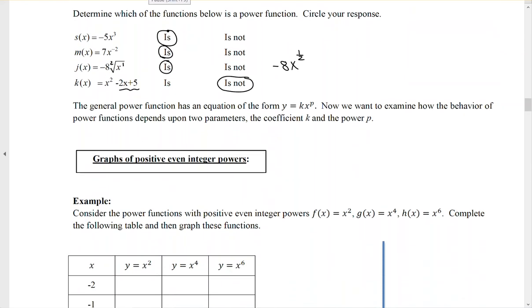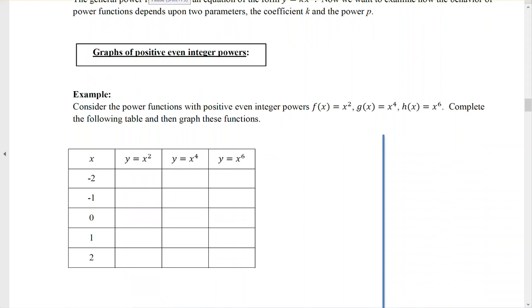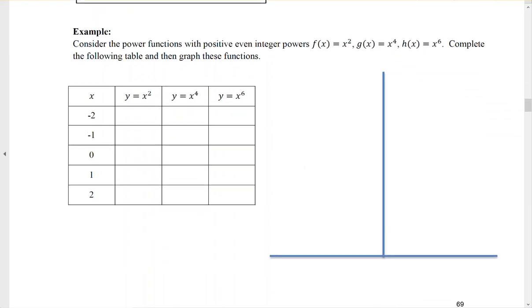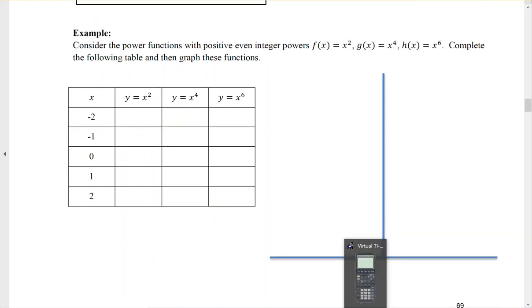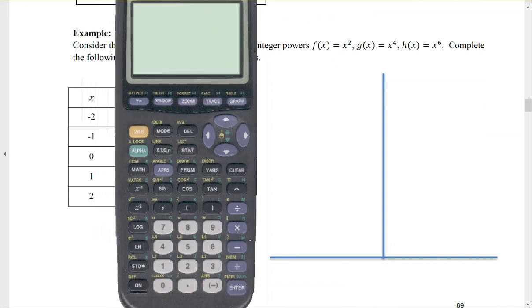So we're next going to look to see what happens when you change the k or the p in the problem. The first thing we're going to look at is graphs with a positive even power. So we're changing the p here. The k is all going to be 1, but the p is going to be slightly different. So rather than do this by hand, we're going to have our calculator help us out a little bit, kind of speed up the process.